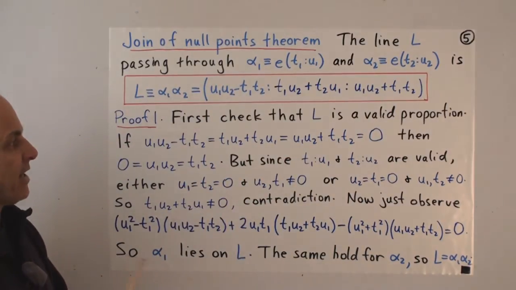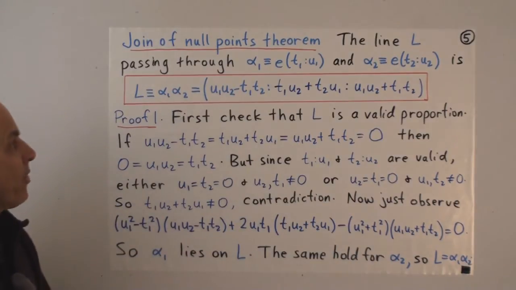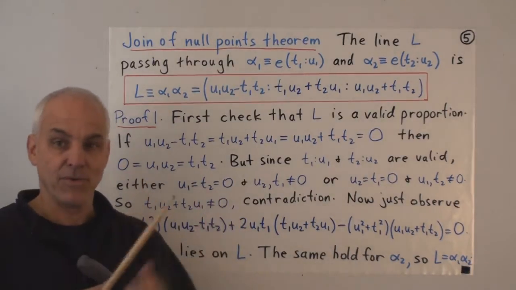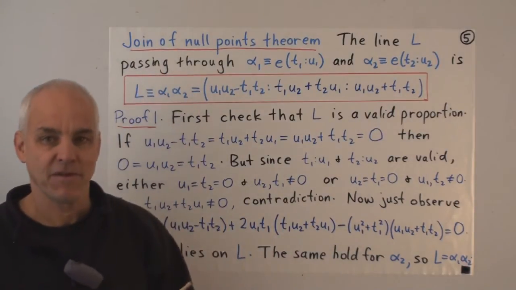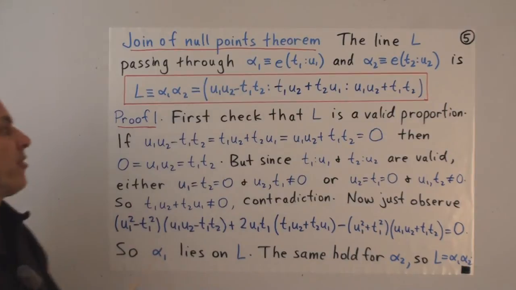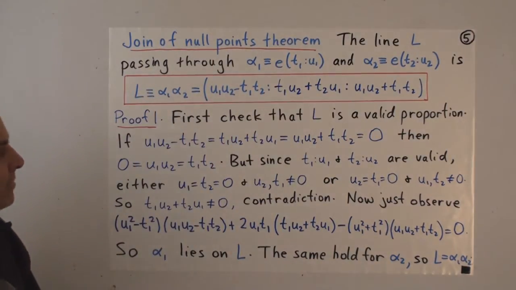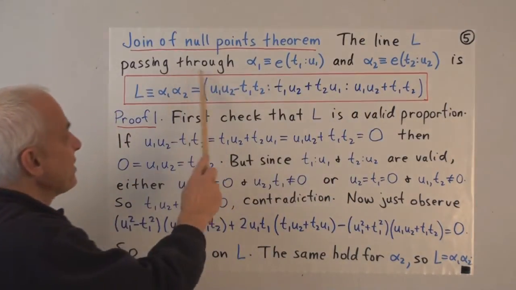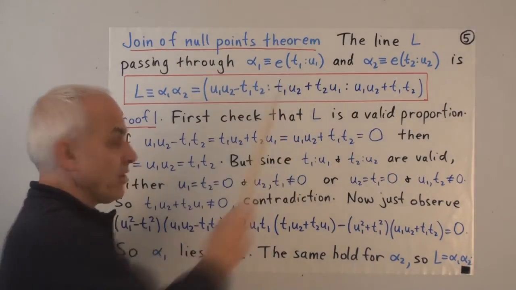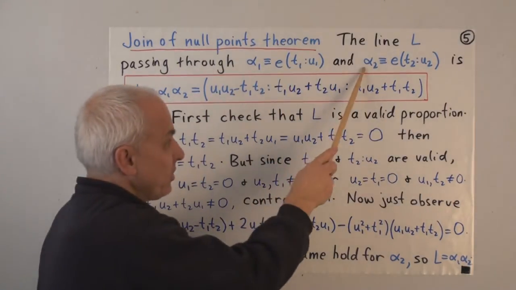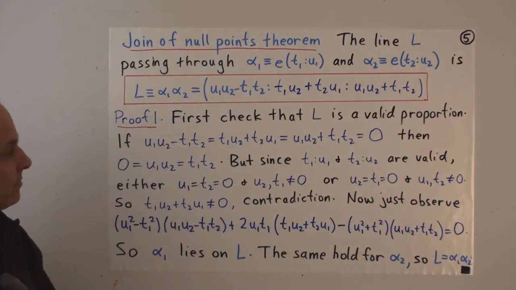So this is a generalization of an earlier result that we talked about, where we've already talked about the line through two null points. This is now a more advanced and more general theorem, a better theorem. We'll call it the join of null points theorem. It says that the line L passing through the two null points alpha 1, which is e of t1 to u1, and alpha 2, which is e of t2 to u2, is this one right here.